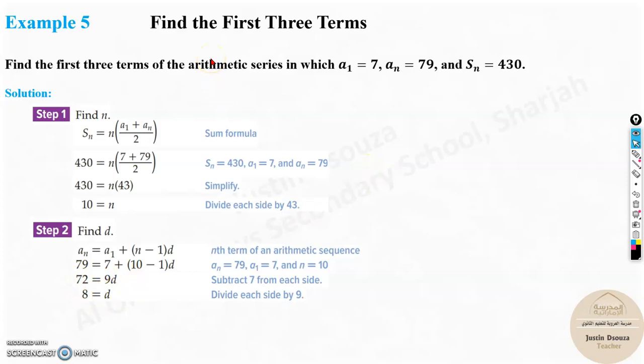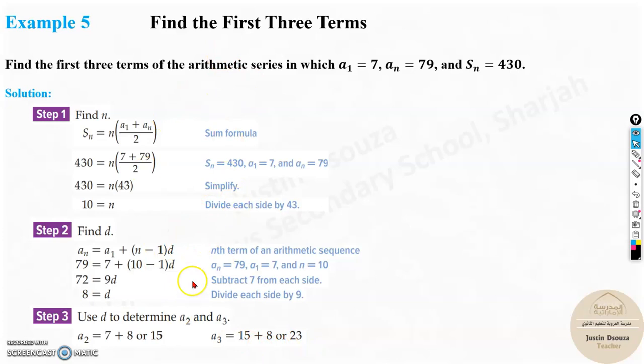But what do we need to do? It's not stopped over here. We need to find the first three terms. The first term is known, yes, 7. What is the second term? Add the d value. Add 8 to 7, you will get the second term. And similarly, add 8 to the second term, you will get the third term. So 7 plus 8 is 15. 15 plus 8 is 23. So this is how we can find the terms with the summation given. Again, I'll repeat, it's very important to find n, and once you know n, a1, an, you can find d, and then keep adding d to find the terms.